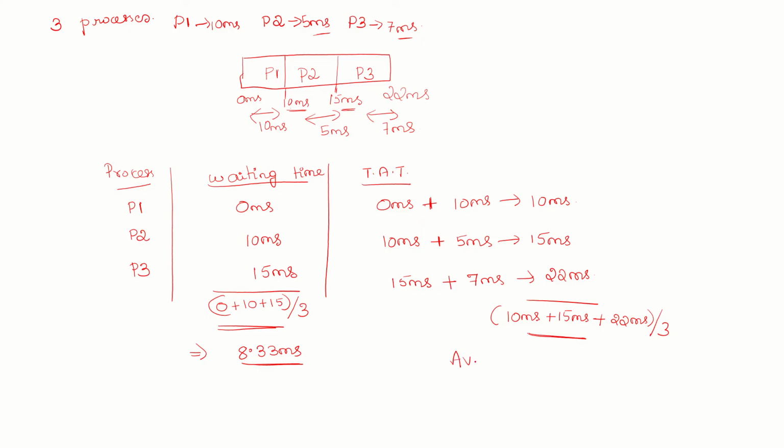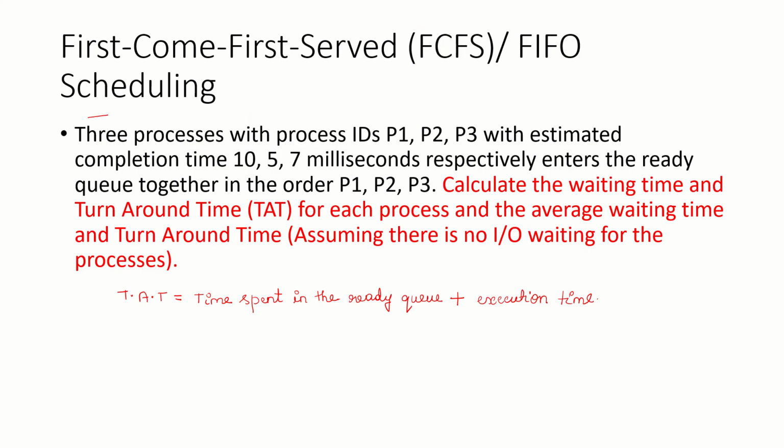And the average turnaround time will be around 15.66 milliseconds. This is the average of your waiting time, and this is the average of your turnaround time. Now, this is what is asked in the question. We have calculated the waiting time as well as the turnaround time for FCFS scheduling.